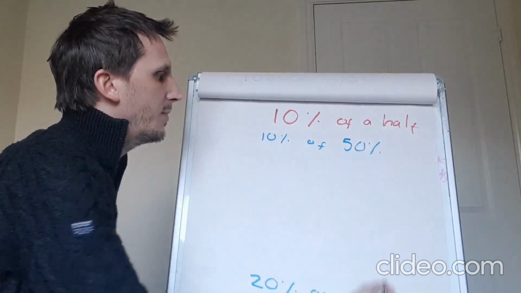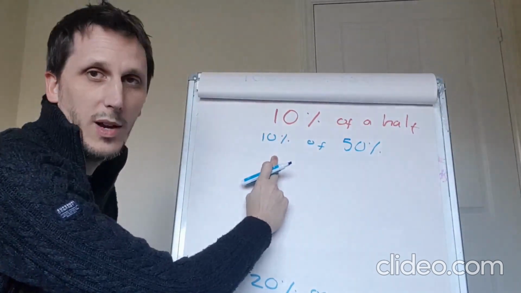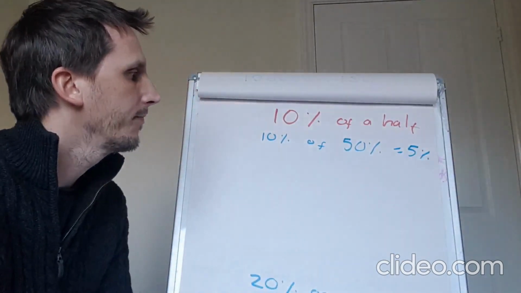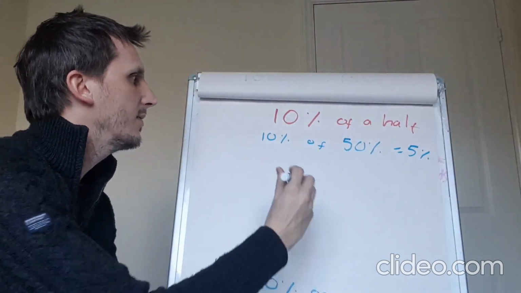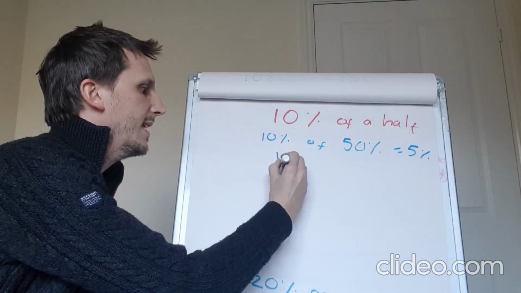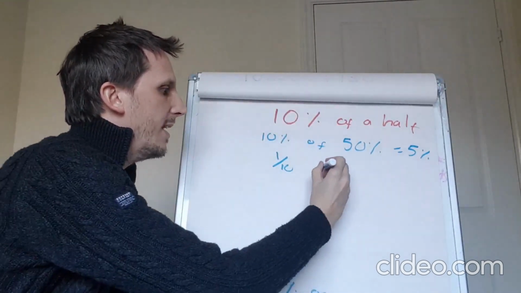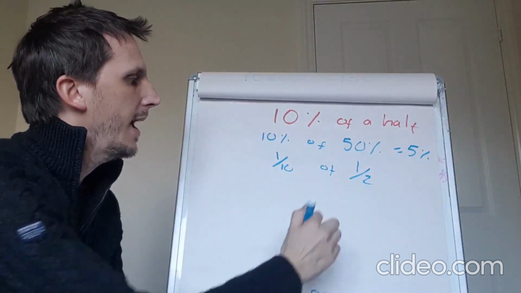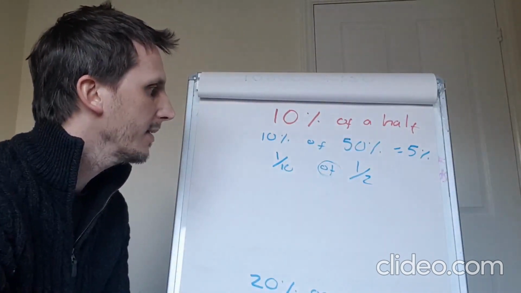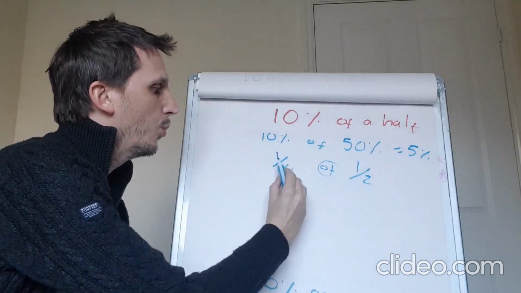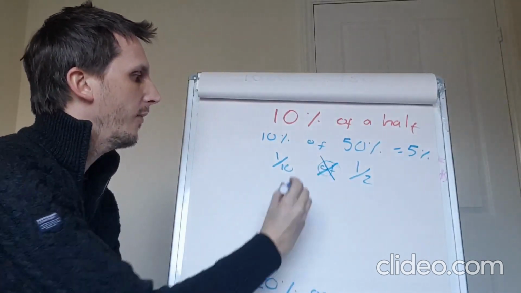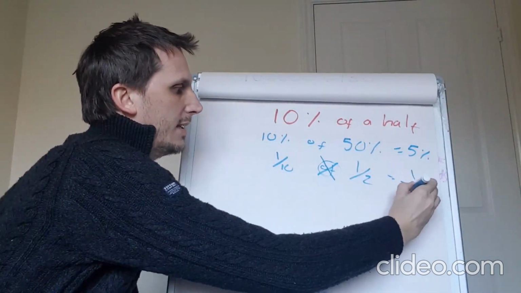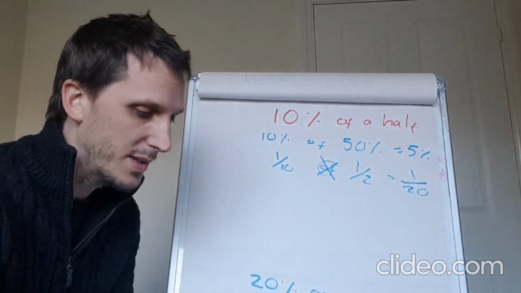So 10% of 50%. To find 10%, we just divide by 10. So if we divide that by 10, we get 5%. We could do it another way. We could find 1/10. We could convert this into a fraction. 1/10 of 1/2. And this would really mean the same as multiplying, so it's just multiplying fractions. So 1/10 times 1/2. 1 times 1 is 1. 10 times 2 is 20. And 1/20 is the same as 5%.